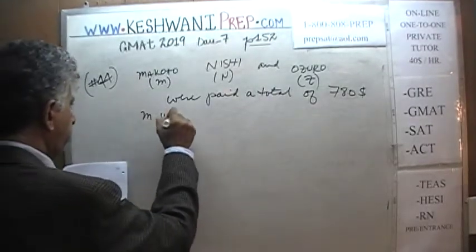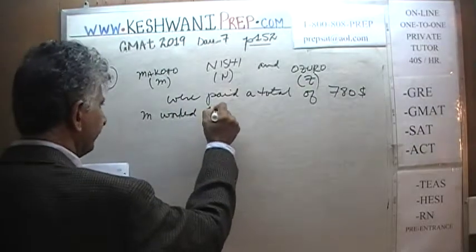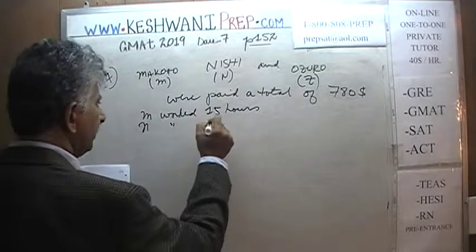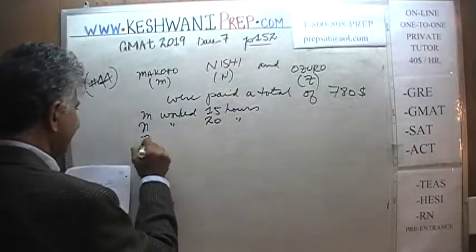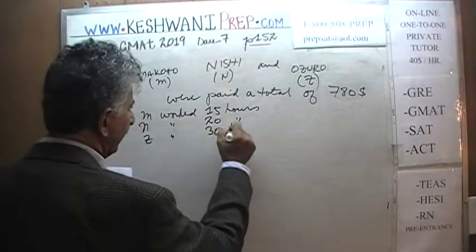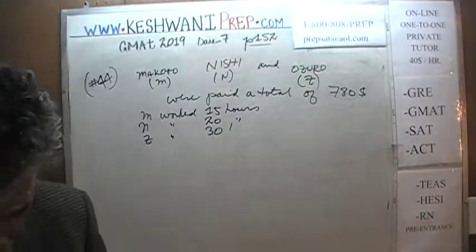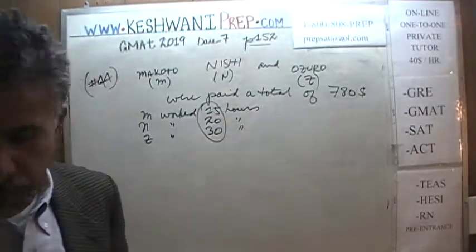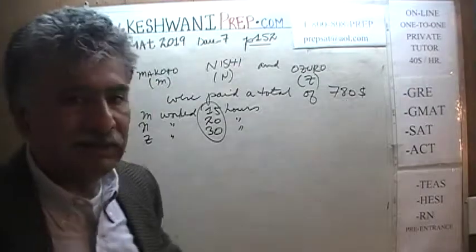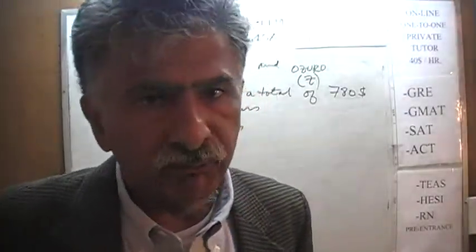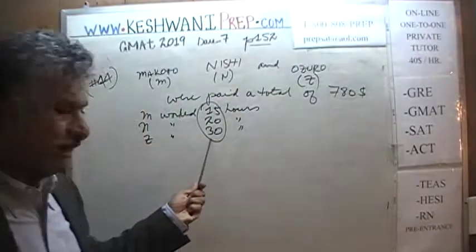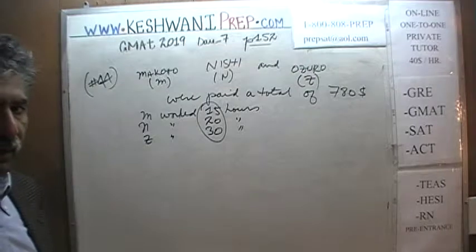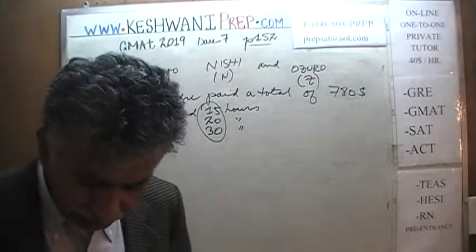We are told that M worked 15 hours on the job. N worked 20 hours on the job. And Z worked 30 hours on the job. Because they worked different numbers of hours, they cannot divide this amount evenly into three equal parts. That wouldn't be fair, because this guy worked twice as much as the first guy did. And this guy only worked 20 hours, so it wouldn't be fair to divide it evenly.